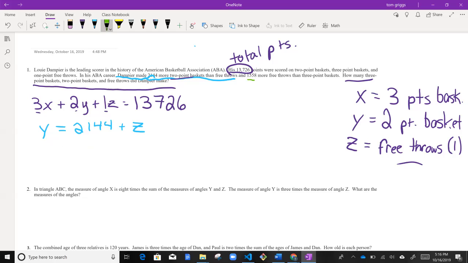And then likewise, very similar for this third equation, Dampier scored 1,558 more free throws. Free throws are represented by Z. And he scored 1,558 more of those than the 3-point baskets in this problem, which are represented by X. So there's your three equations. So now you're ready to go through the solving process. Again, we're not going to provide that in this video because that was the focus of section 1 and section 2.